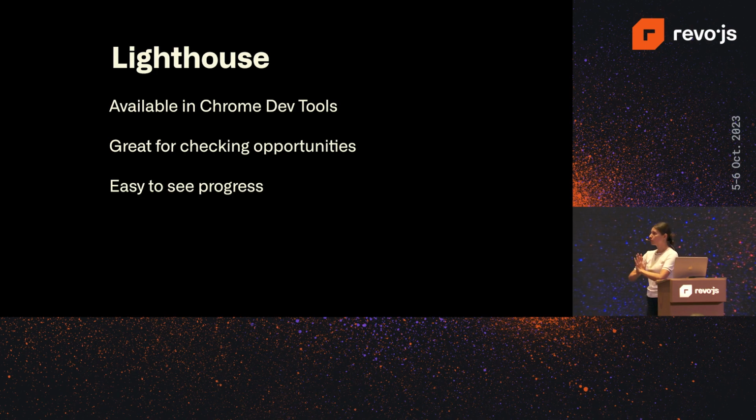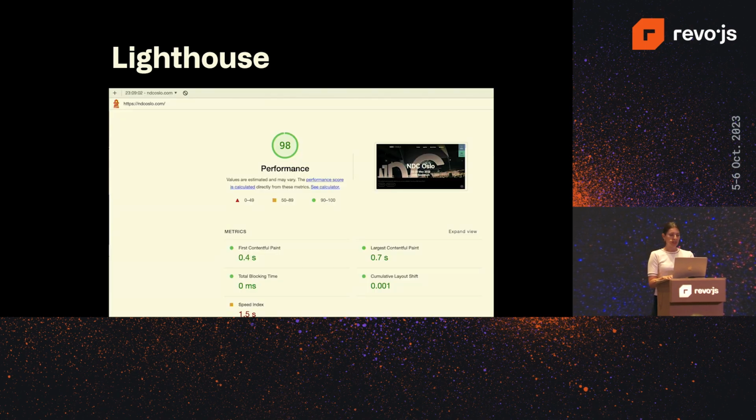Then there's Lighthouse, which is also available in Chrome DevTools, and it's great for checking opportunities. It gives you the same things that you saw in PageSpeed Insights, but you can select what type of settings you want to have in there. And it makes it easy to see progress. So when you're trying to optimize some things, you run Lighthouse over and over again after improving some things, and it will show you basically if you're progressing in any direction.